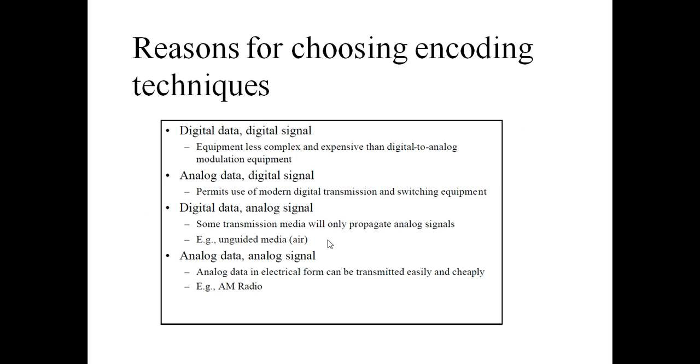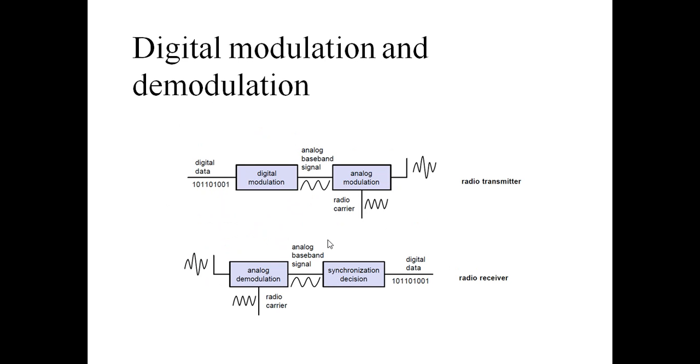Reasons for choosing encoding techniques: digital data, digital signal: equipment is less complex and less expensive than digital-to-analog modulation. Analog data, digital signal: it permits use of modern digital transmission and switching equipment. Digital data, analog signal: some transmission media will only propagate analog signals. Analog data, analog signal: analog data in electrical form can be transmitted easily and cheaply, like AM radio.